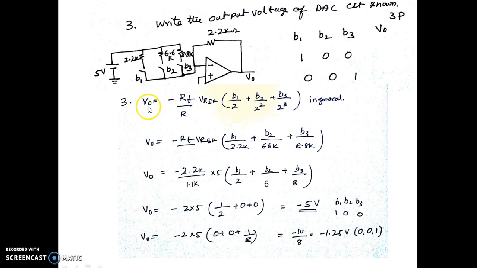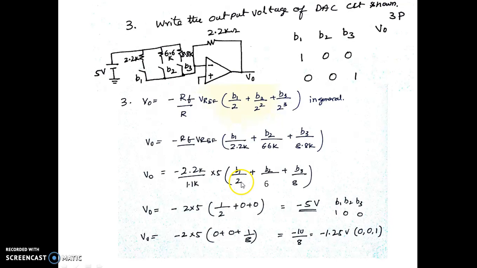For a weighted R DAC, the general expression is minus RF by R into V reference multiplied by B1 by 2 plus B2 by 4 plus B3 by 8. This is in general. But for this particular circuit, we can write minus RF into V reference, B1 by the resistance 2.2K, B2 by 6.6K, and B3 by 8.8K. So let me take out 1.1K, which is common in the denominator.